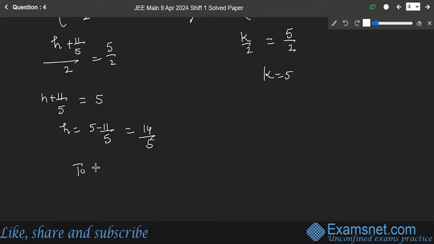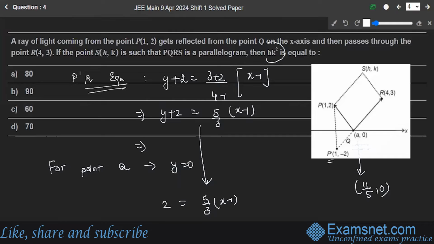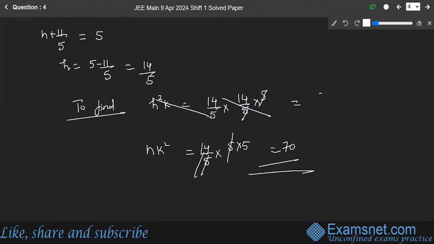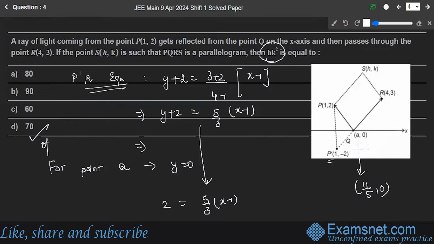So you have to find out h k square. Let me redo this. You have to find out h k square. So 14 by 5 into 5 into 5, which is equal to 70, because they will cancel out. Okay. So this is the answer to the question, option D. Hope you got that. Let's move to the next question.